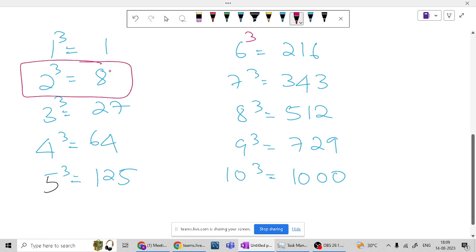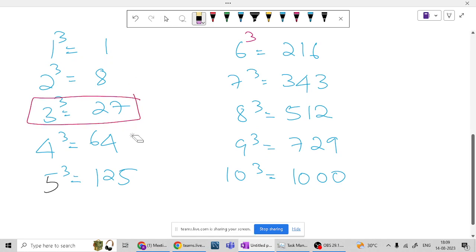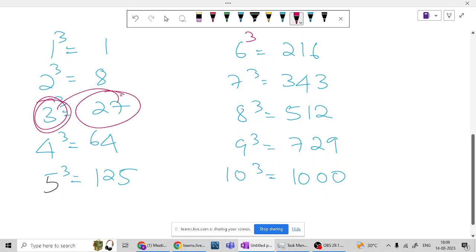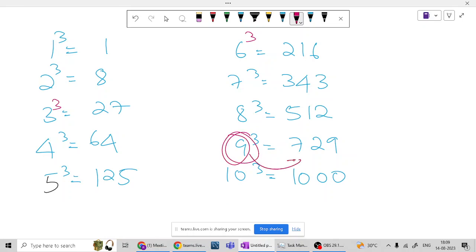For even, what's the answer? Is 8 even or odd? Even, sir. What about 3? 3 is odd, so 27 is also odd. So for all odd values, you get odd answers, odd numbers. For even, you get even. 9 cube: 9 is an odd number, and 729 is also odd.